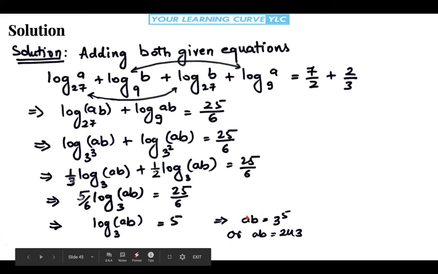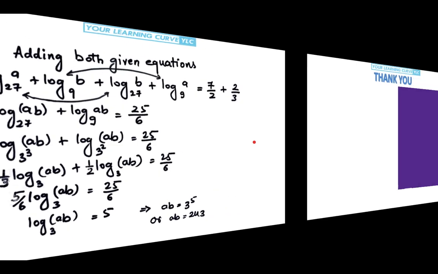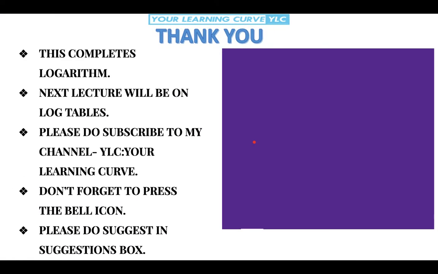So since we were required to only find ab, we use this approach. If we need to find a and b separately, then you convert log a to the base 3, log b to the base 3, and then solve considering log a to the base 3 and log b to the base 3 as new variables x and y. You can solve for x and y, but that will be a very lengthy approach.